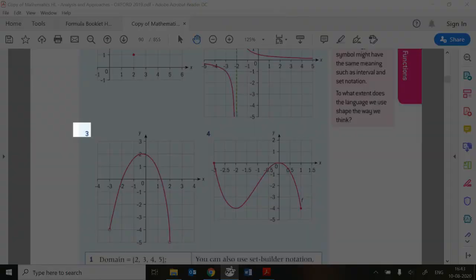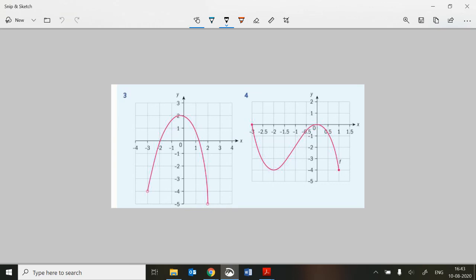Okay, so 3 and 4 on this one. Okay, and we can see for question 3, you can put in any numbers from -3 up to 2, but because there's empty circles at the end, these two are empty circles here and here, we can say then that x belongs to the real numbers, so they're not integers or anything, they're all of the numbers on the axis between -3 and 2. But we can't put equals there because we have empty circles.